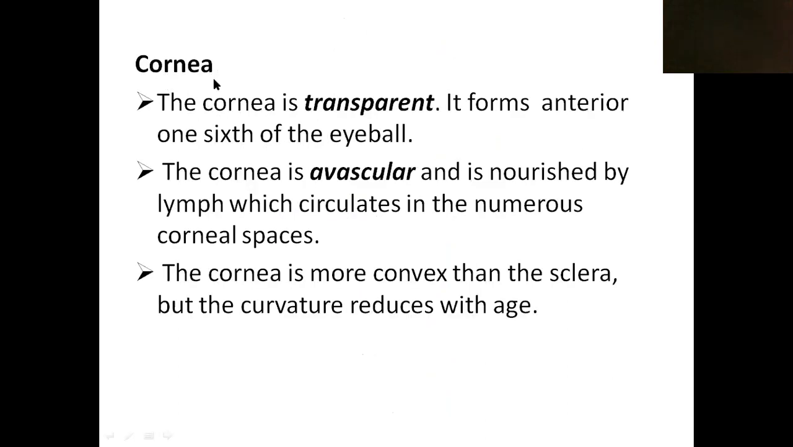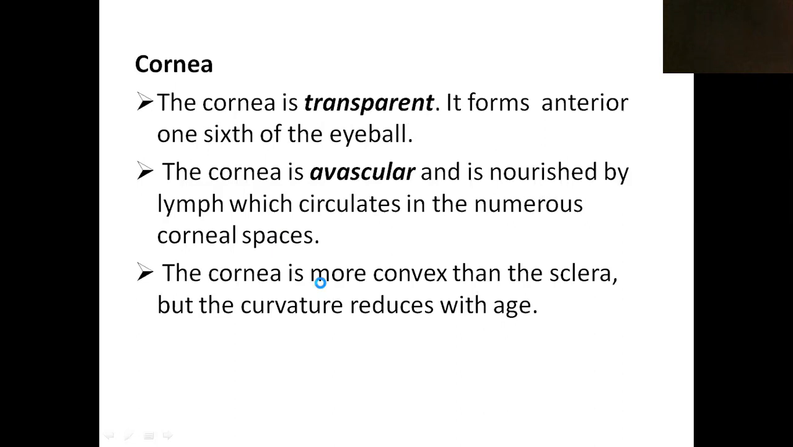Now we are moving to the cornea. The cornea is transparent and avascular. Avascular means blood vessels are absent in that tissue. Then how does it get nutrition? It gets nutrition from the lymph fluid which is circulating around the cornea. So some features of the cornea: it is transparent, it is avascular. This is because of this avascular nature; we'll discuss that point later. So it is transparent, avascular, and nourished by lymph fluid.